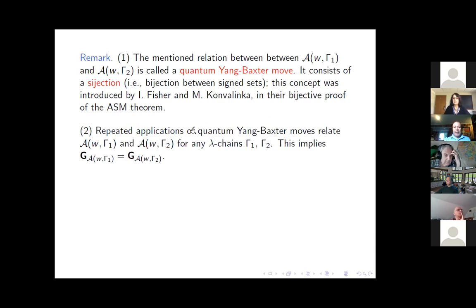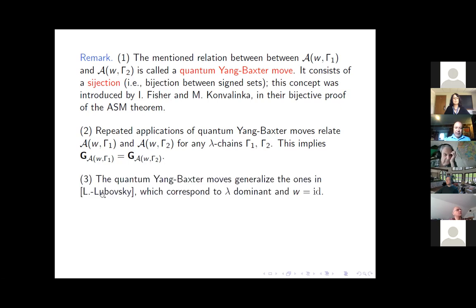And of course, if you apply this repeatedly, then you can relate any 2 lambda chains and you get the combinatorial proof of the equality of the generating functions. And I emphasize again that these bijections are constructed explicitly in our paper. There is an algorithm which constructs them explicitly: bijections and sign reversing involutions. They are all constructed explicitly.